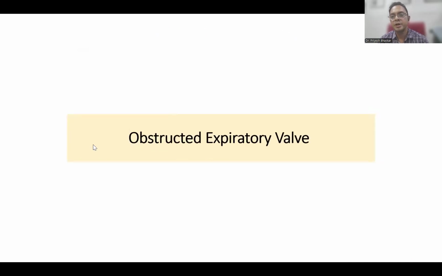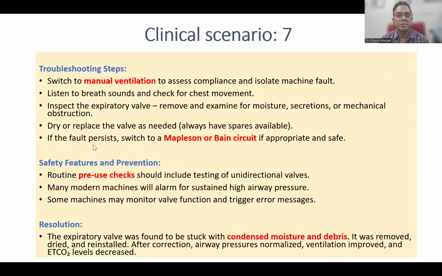So, obstructed expiratory valve. Troubleshooting steps: you switch over to manual ventilation. You listen to the breath sounds and check for chest movement. Then you inspect the expiratory valve. You remove and examine it, then remove the moisture, secretion or mechanical obstruction. You dry and replace the valve. And if the fault persists, you can switch over to another machine.